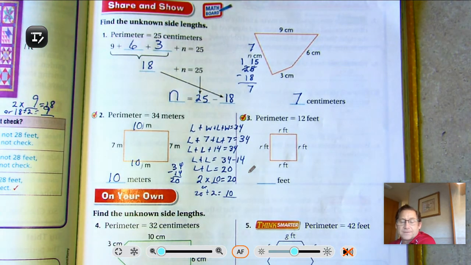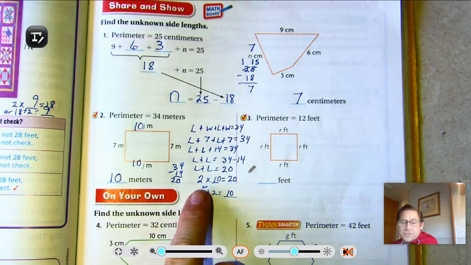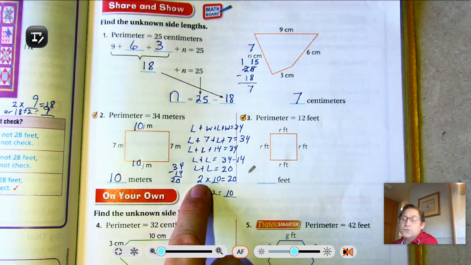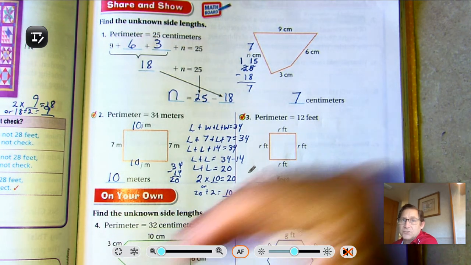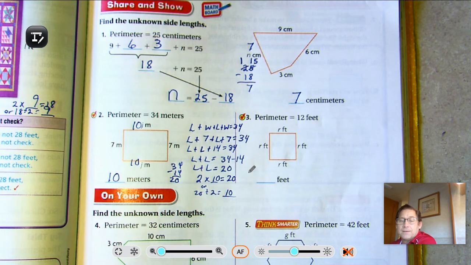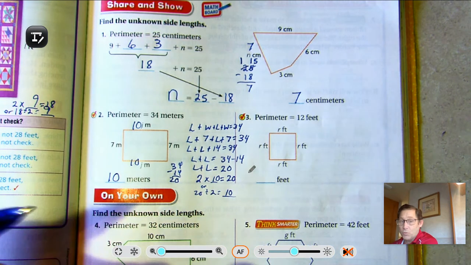34 meters. Okay. Now, we really shouldn't have had to skip count 2s. We really should know our 2 times tables. We should know that 2 times 10 is 20. All right, number 3 is a square.